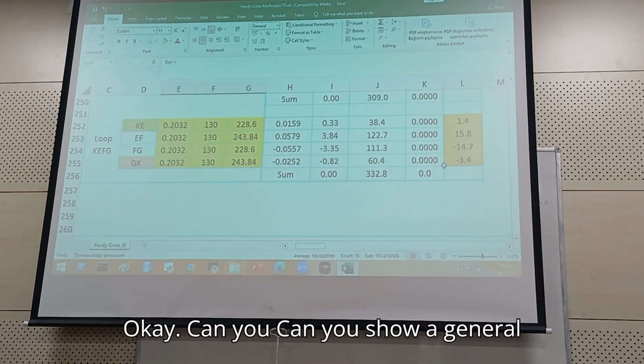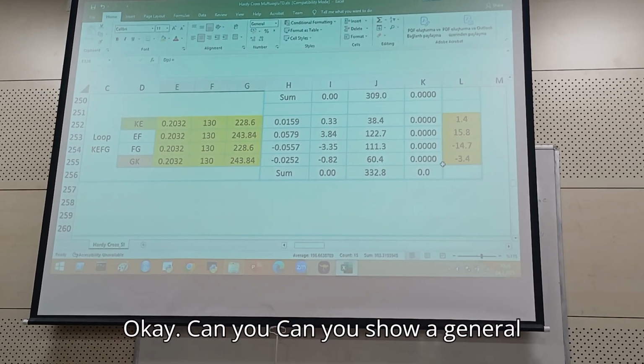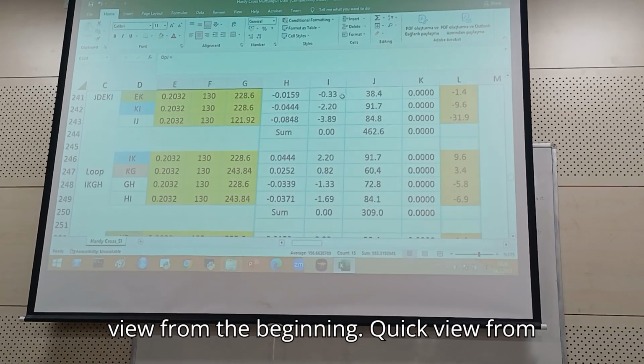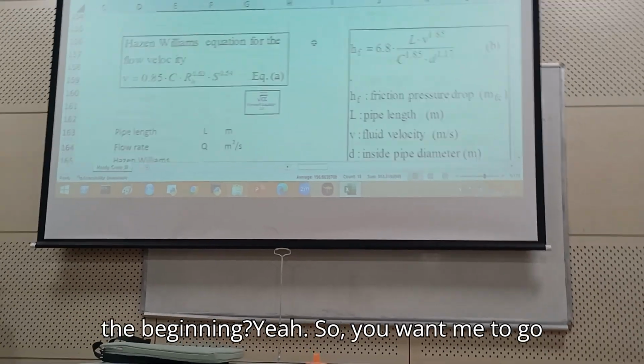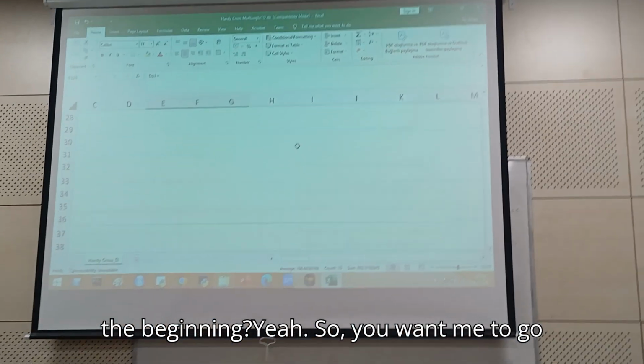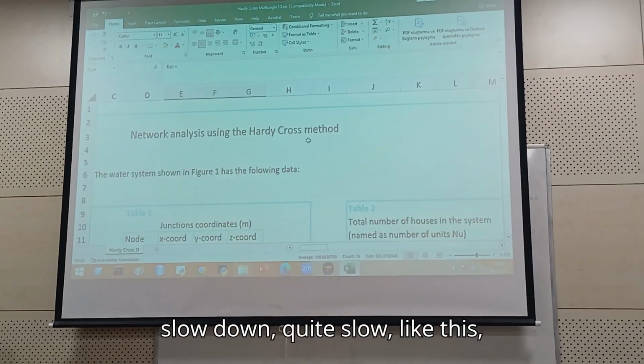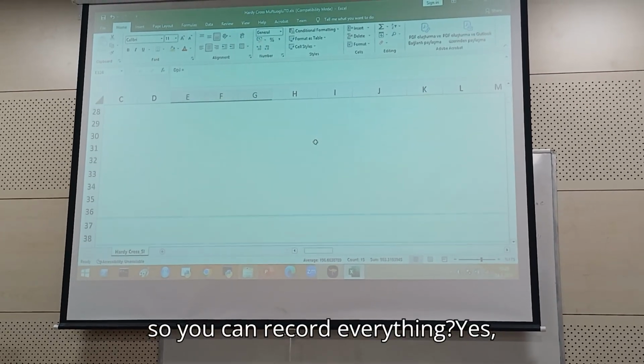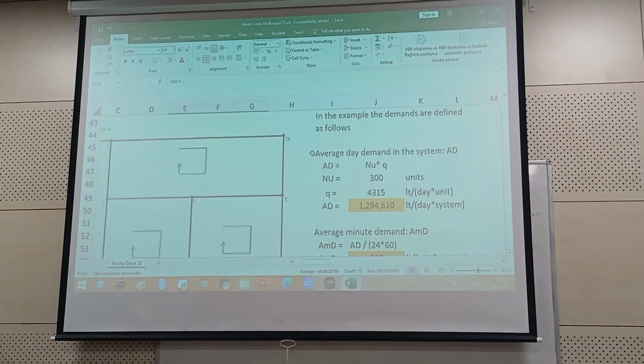Okay. Hocam, can you show a general view of the file again? Just a quick view from the beginning. Yeah. So you want me to scroll down quite slowly like this, so you can record everything. Yes, exactly. Okay.